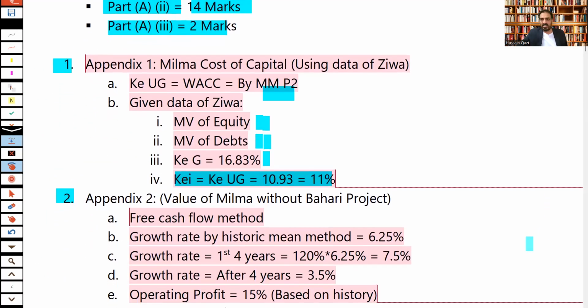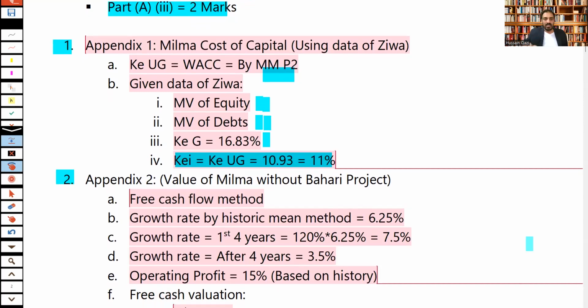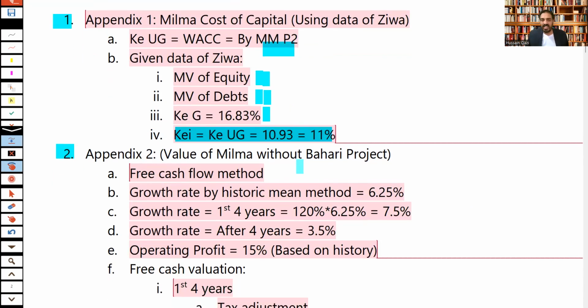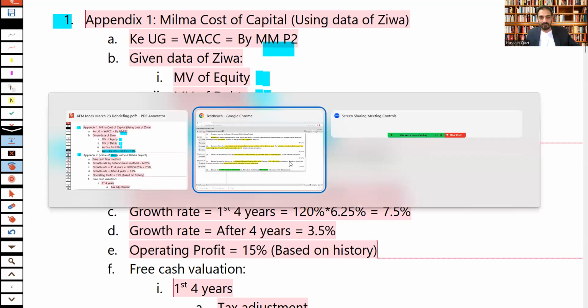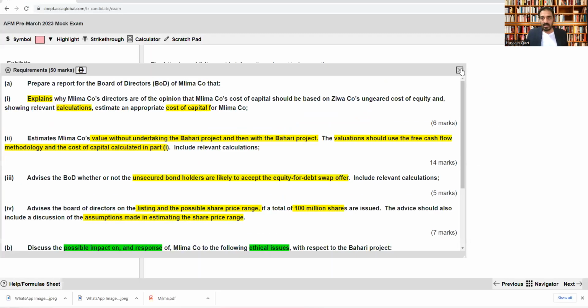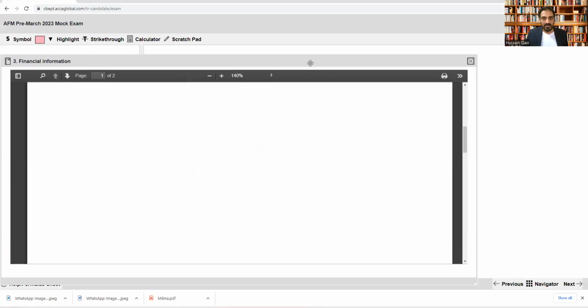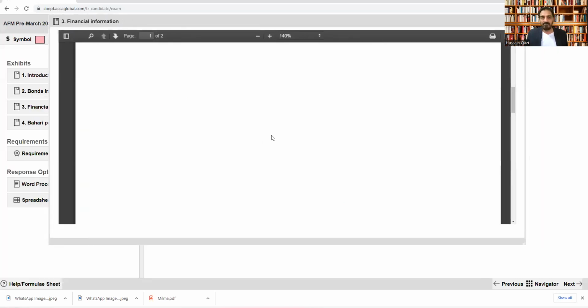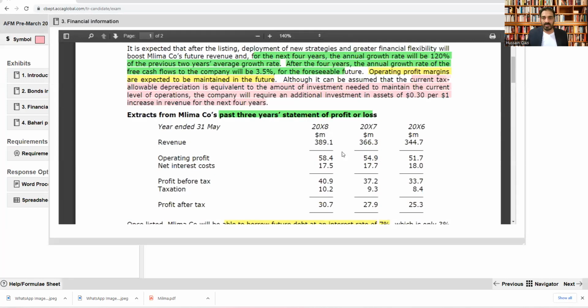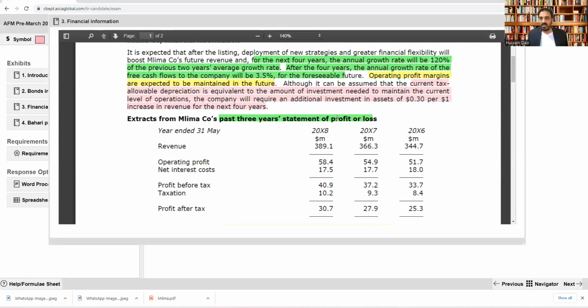Don't worry, you will be able to get this document. This is appendix 1. Appendix 2 is very simple: the value of Milma without the Bahari project. Number 1, free cash flow. It's mentioned in the question that you need the value with free cash flow. The information without Bahari is available here. Very simple, free cash flow.